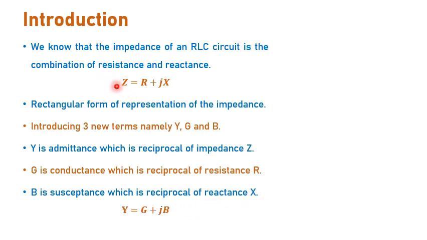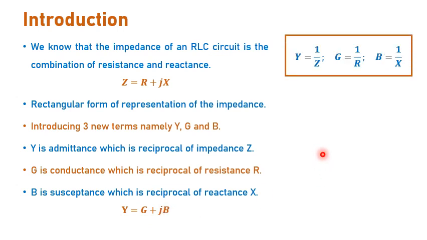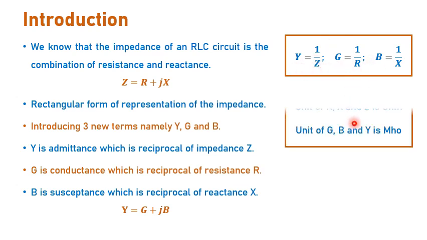And this impedance formula can be written in terms of admittance, that is admittance Y is equal to G plus jB, conductance plus susceptance. You can write Y is equal to 1 by Z, G equal to 1 by R and B equal to 1 by X, and the unit of these three is ohms and the unit of these three is mho.